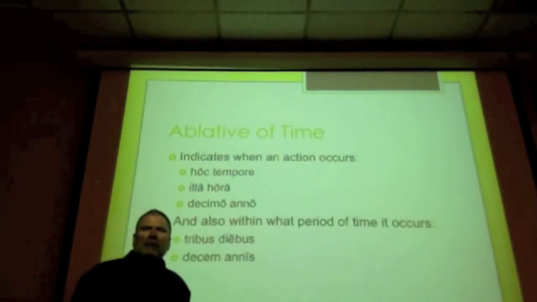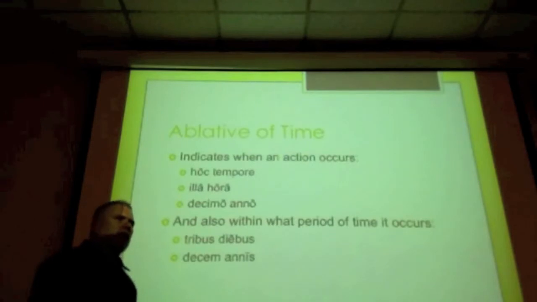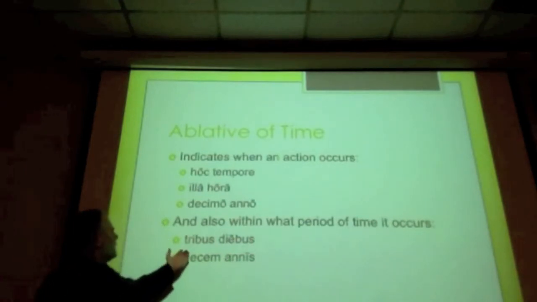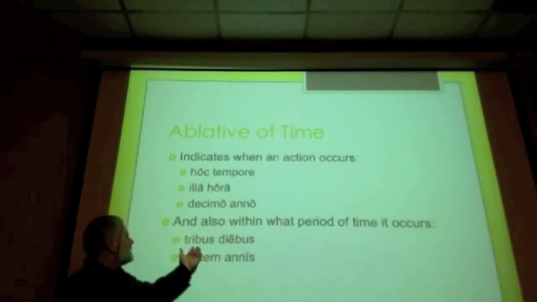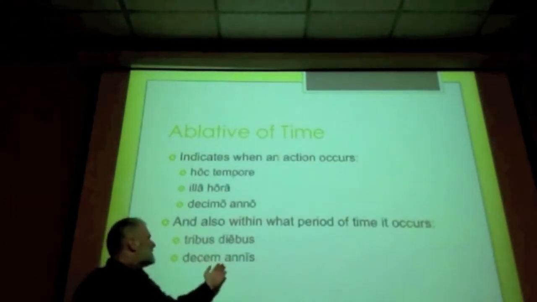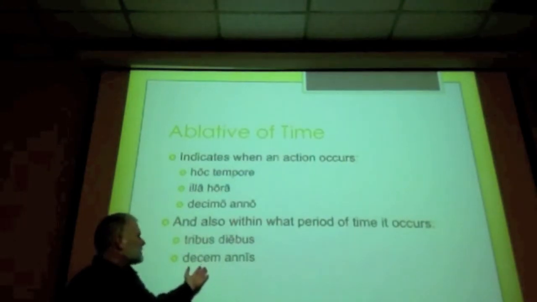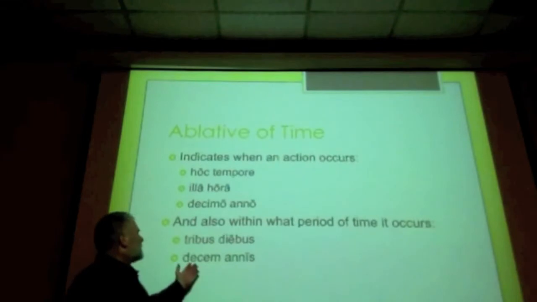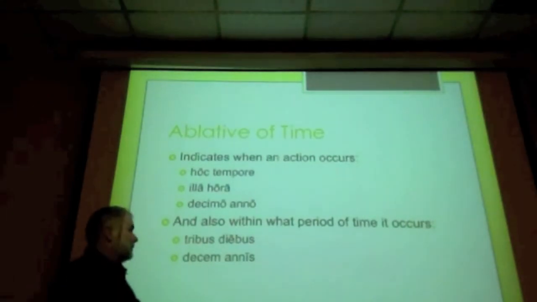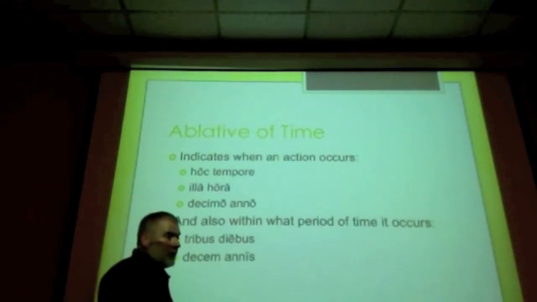In addition, the ablative of time can also tell the period of time within which something occurs. Okay? So also within what period of time it occurs. We have tribus diebus. Tribus is the ablative of the word that means 3 in Latin. Tribus diebus means within 3 days. Decem annis. Decem doesn't decline. It just always looks the same. But annis is the ablative, so this means in 10 years. Or within 10 years, I probably should say. Within 10 years.